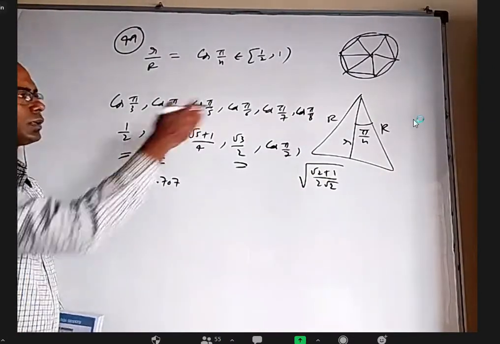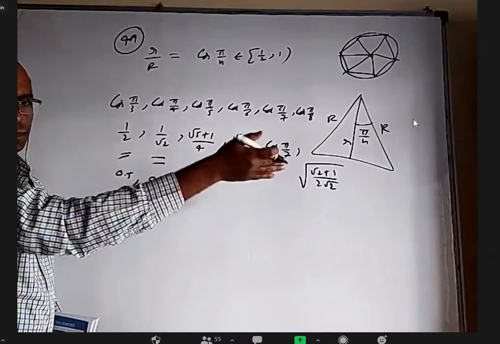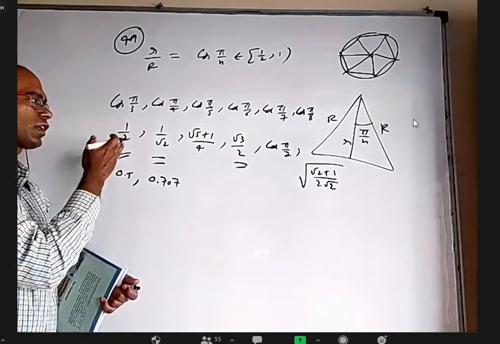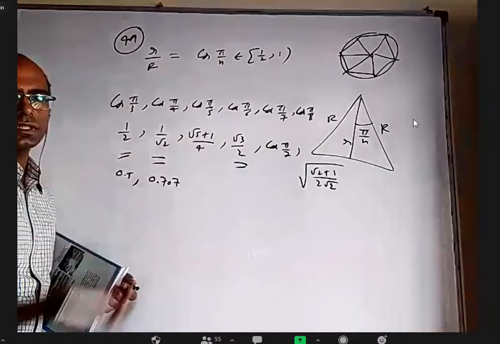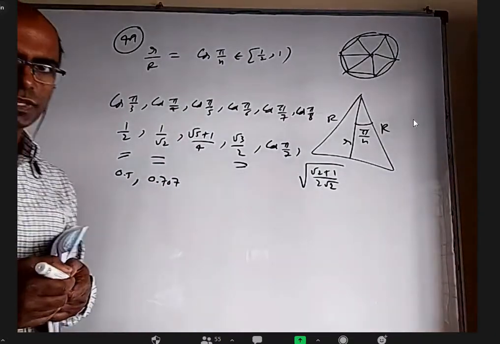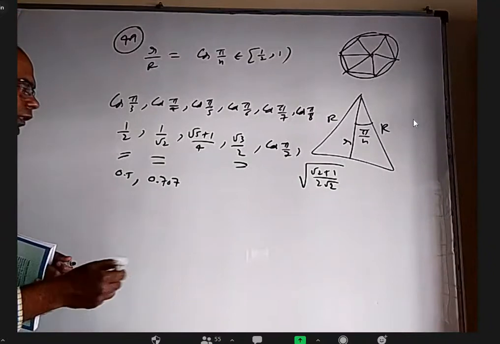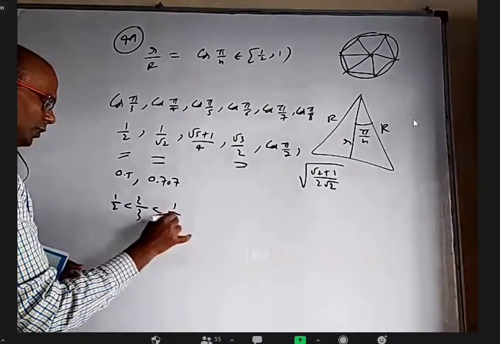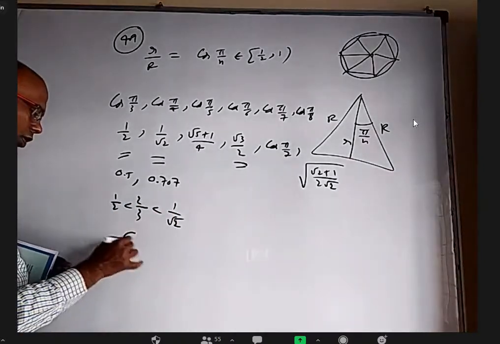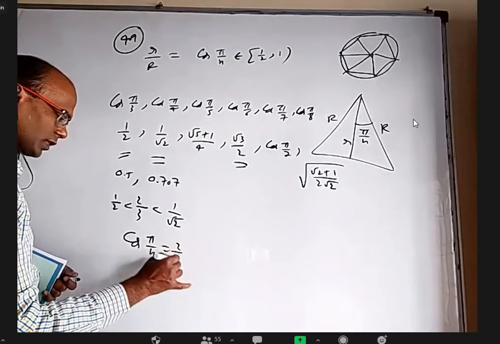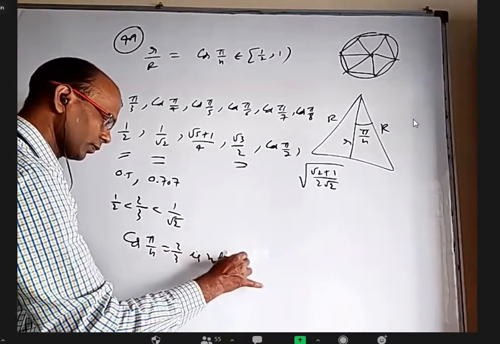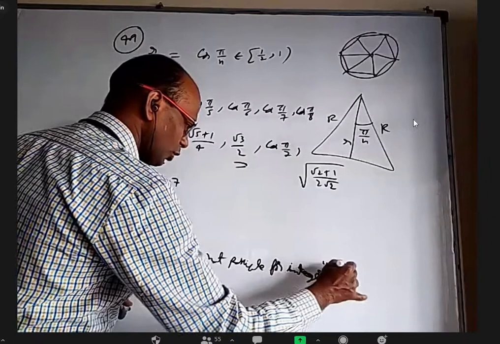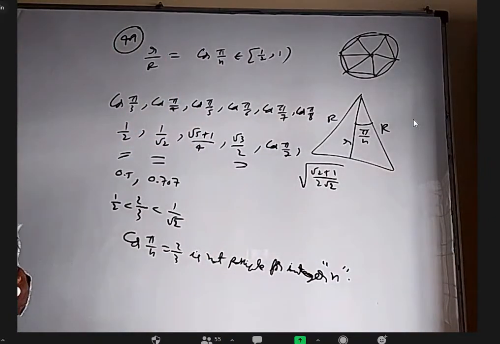So the rest of the values are going beyond 0.7. So 2 by 3 cannot be there in the list later on. It should be between these two, and between these two there is no other, either triangle or square. What else do you have in between for number of sides? So that's why it's not possible. So 2 by 3 is more than 1 by 2 and less than 1 by root 2. So cos pi by n equal to 2 by 3 is not possible for integer n. It is possible for some other angle, but not for integer n. Number of sides has to be an integer.